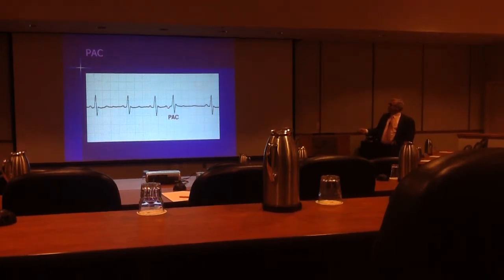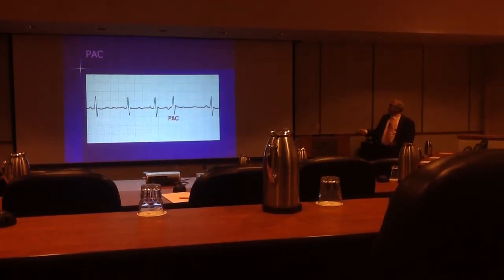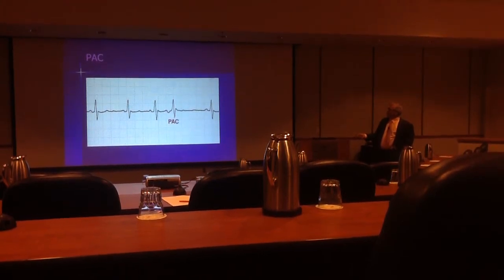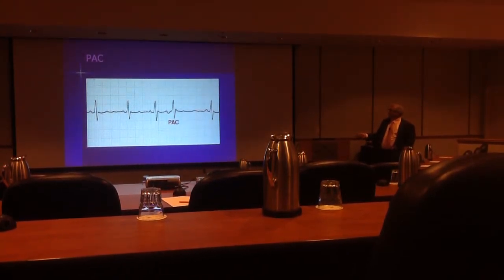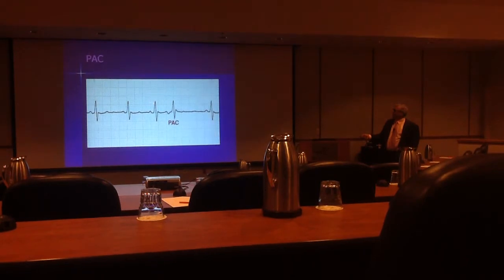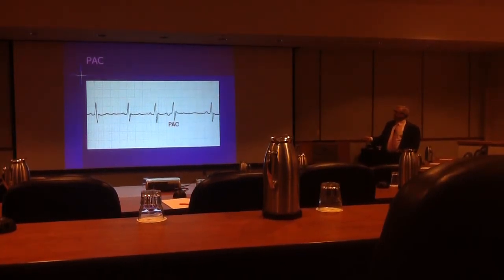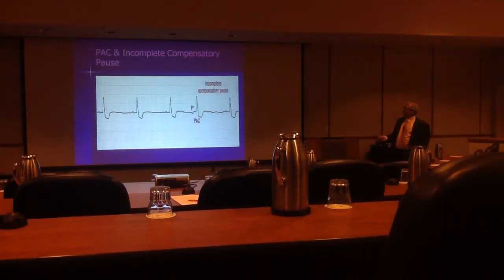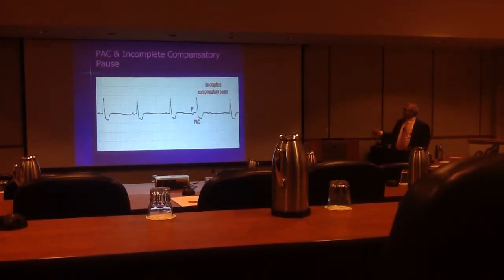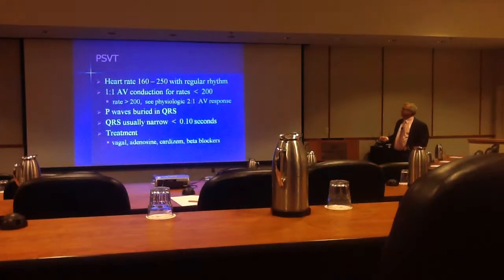It occurs earlier than it should. It produces a QRS complex that's narrow. And there's a pause after it, but it's not compensatory. So if I take a ruler and measure here to here to here, that distance is going to be greater than the distance from here to here to here. So this is not a fully compensatory pause like you would see in a PVC. So it's incomplete. There's a pause in the rhythm, but it's not a fully compensatory pause.